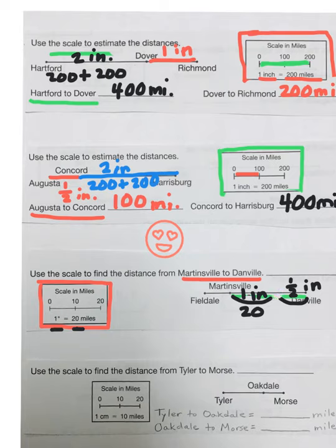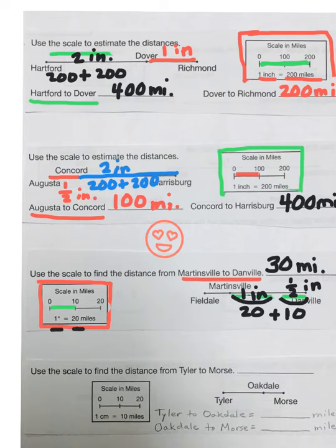Now from ½ an inch we can see half of 20. We have to do 20 divided by 2 to get half of 20. Half of 20 would be 10. And we can see that here on our scale, right? If the whole inch is 20 and then we erase half of it, it is only 10. So we see that from Martinsville to Danville is going to be 20 plus 10. 20 plus 10 is 30 miles.